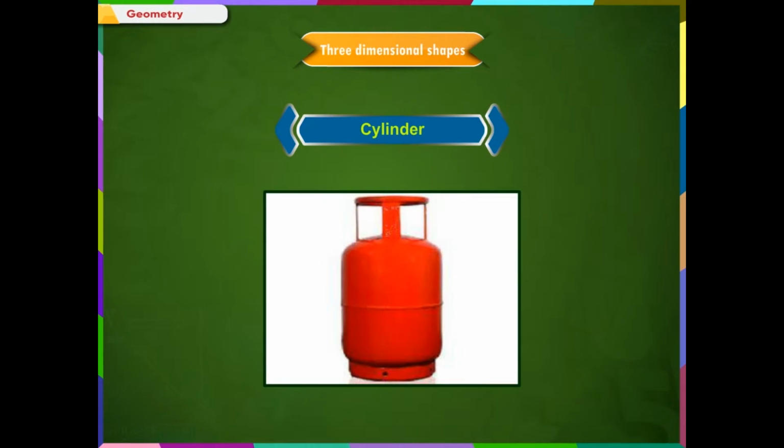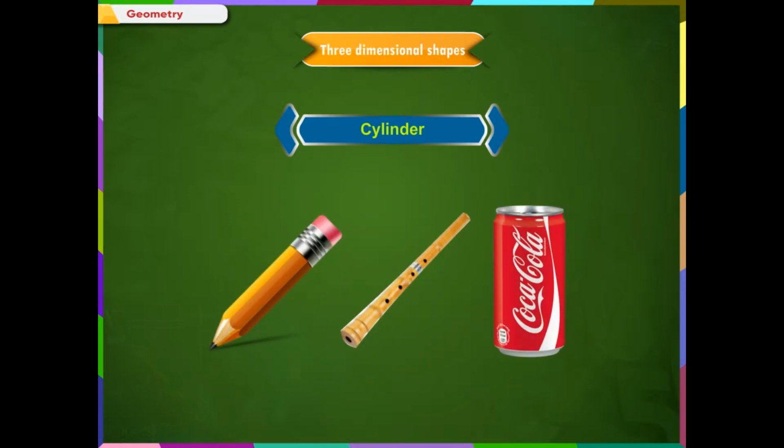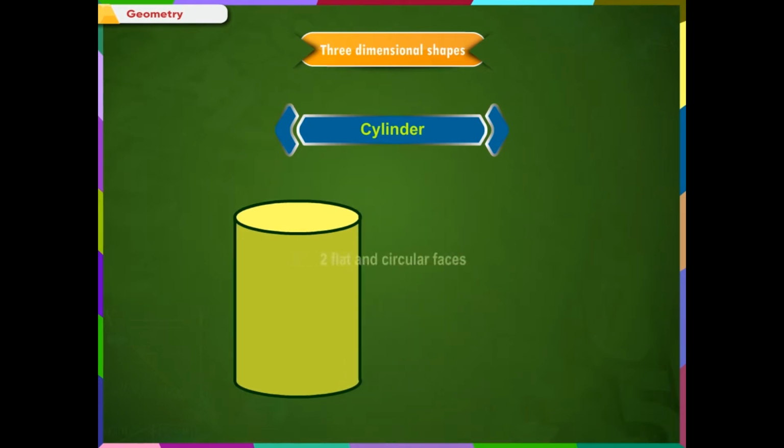Cylinder. The gas cylinder we use in our house to cook is the best example of cylindrical shape. Few more examples are pencil, flute, and Coke cans. A cylinder has two flat and circular faces, one curved face, and no edges and no vertex.